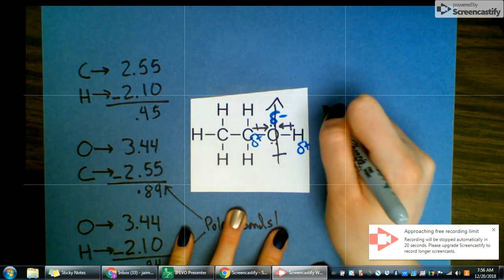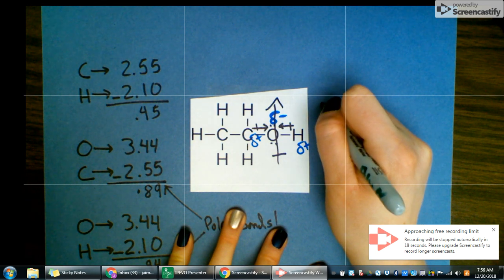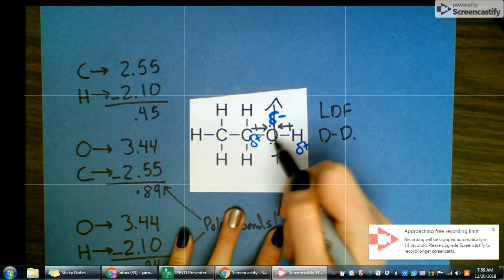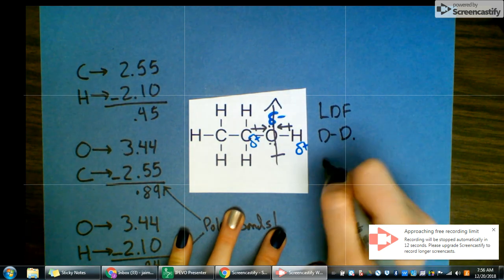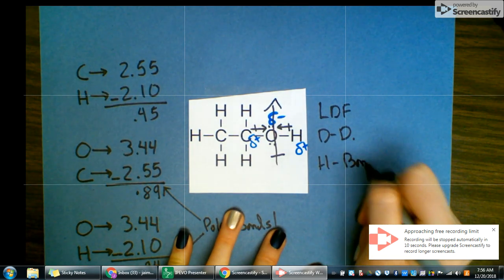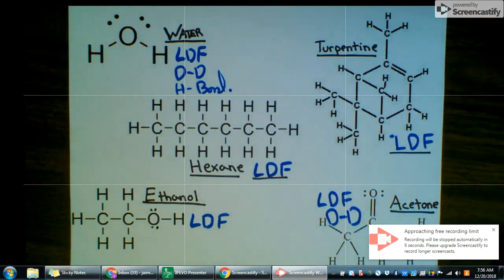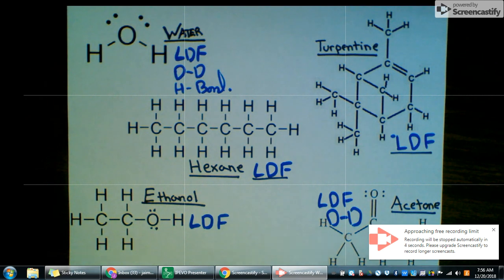So this will experience LDF, dipole-dipole, and because we have H bonded to O, it's also going to experience hydrogen bonding. So our final answer is going to be ethanol experiences all 3.